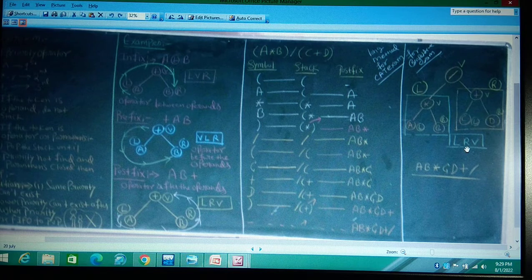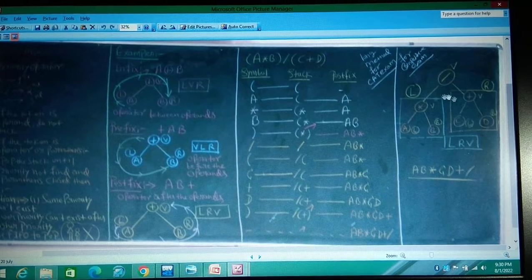So you can see what the method of postfix is. The method of postfix is LRV. We have also created this tree with the help of left, digit, right. If you understand what left, digit, right is, we have drawn this tree with its help. Left is this, digit is this, right is this. If your mental level is higher, you can understand. Okay, I will teach you again.